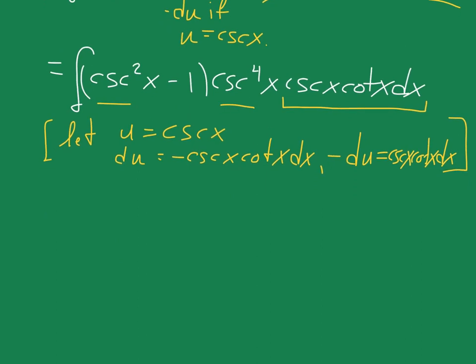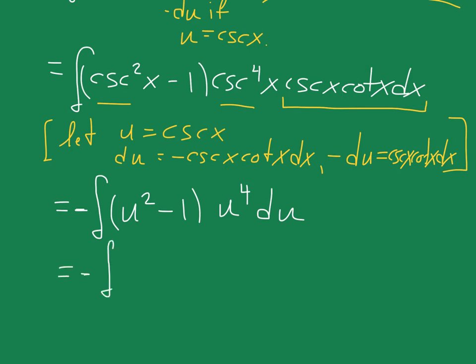So let's see. This is now equal to the integral of, well, cosecant x is u, as we said, so this is u squared minus 1 times cosecant to the fourth x, which is now u to the fourth, and cosecant x cotan x dx, that is minus du. So I put my du here, and I'm going to put my negative out in front. Now this is equal to the integral, and I'll just leave the negative there. Write this as the sum of powers of u, and we are in very good shape now to integrate this.